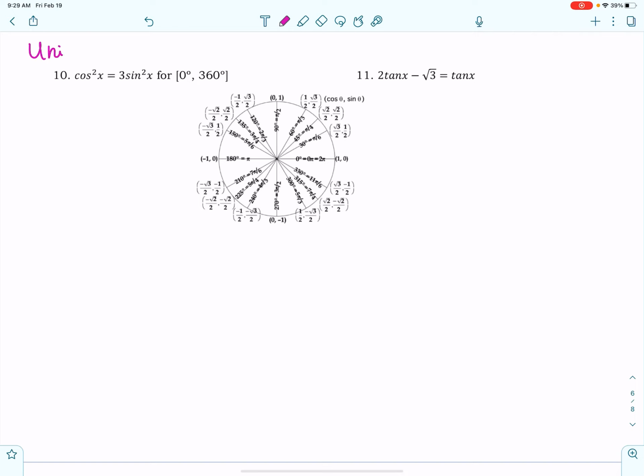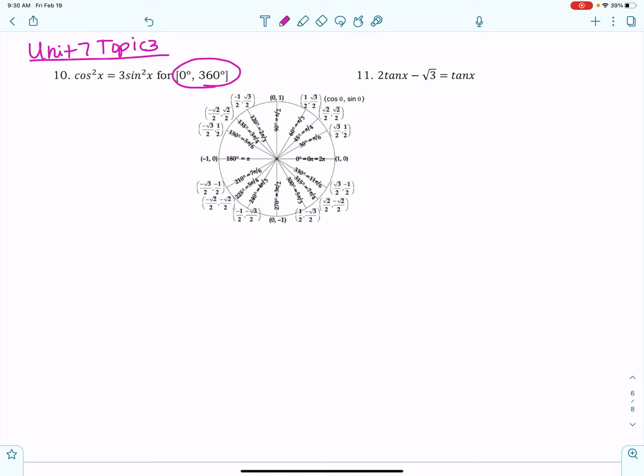Okay, pre-cal, we are in Unit 7, Topic 3, and we are going to conclude Topic 3 with these two examples. So, of course, I've got my unit circle here for convenience, and number 10 tells me that I have cosine squared x equals 3 sine squared x for 0 degrees to 360. So this is a restriction. This means that no matter how many values occur on the unit circle, I just care about them once. I don't have to add anything to my solutions for rotation.